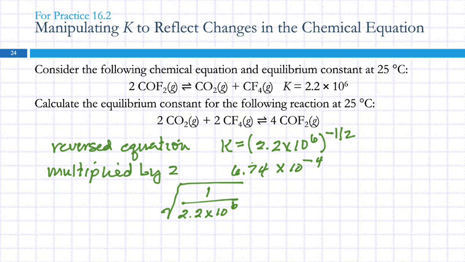It's this guy up here. That was just a really bad example. That guy to the negative 1/2 power. Yeah, thanks for pointing that out. So the 6.74 times 10 to the negative 4th, was that? Mm-hmm. Yeah. Any questions? It wasn't supposed to be that hard.